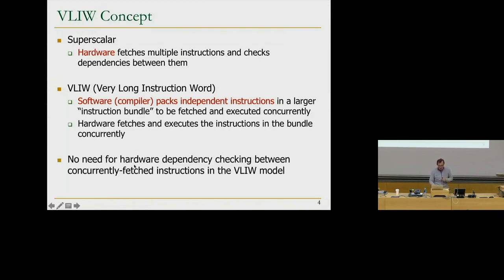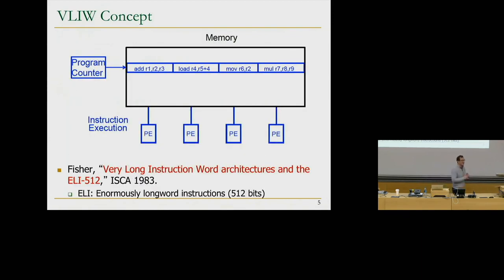Exactly, this is what I said. There's no need for hardware dependency checking between concurrently fetched instructions in the VLIW model. So you can think of this conceptually like this. You have multiple execution units, processing elements let's call them, and you go through some pipeline to execute. When you address a program counter, a location in memory, you're not getting just one instruction, but in this case, 4 instructions. And the compiler guaranteed that these 4 instructions are independent of each other. Somehow the compiler ordered the code such that these are all completely independent. So it's beautiful.